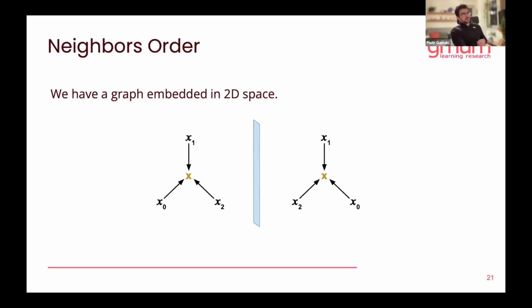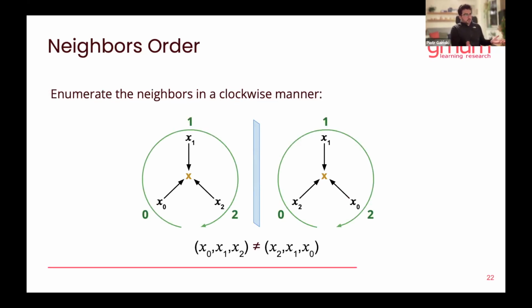Okay, so let's define the neighbors order. Here we have a graph embedded in 2D space, and a mirror image, and we can simply enumerate the neighbors. I mean, pick a direction, for example clockwise, and then enumerate the neighbors in a clockwise manner. And here we obtain two tuples that are different. It's quite straightforward.